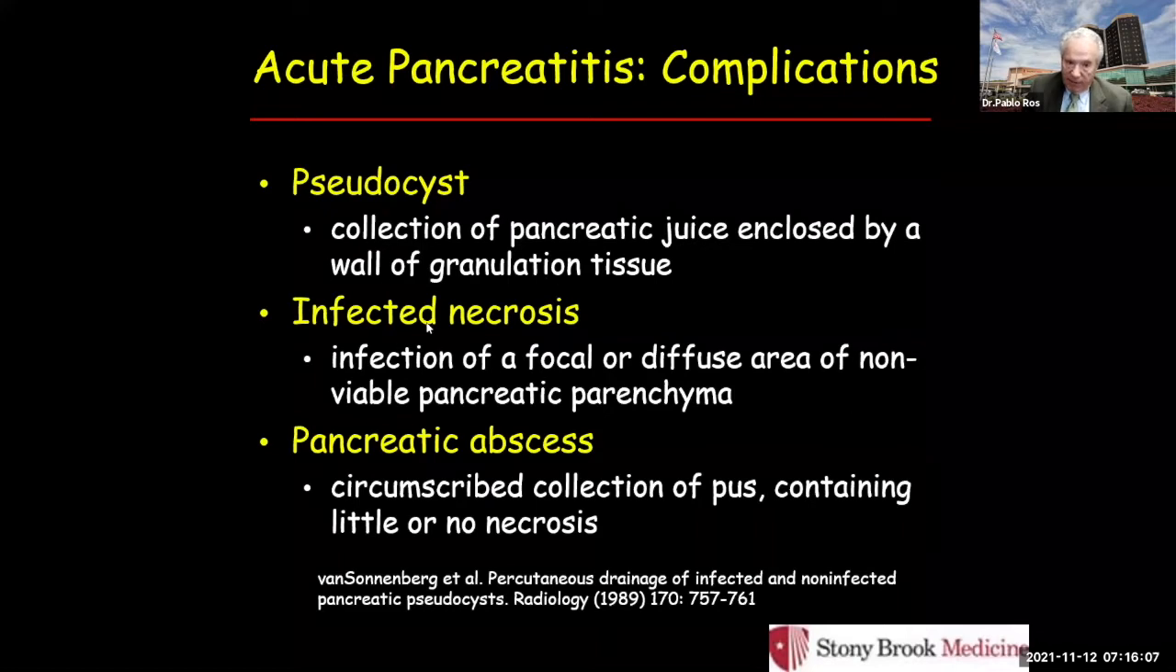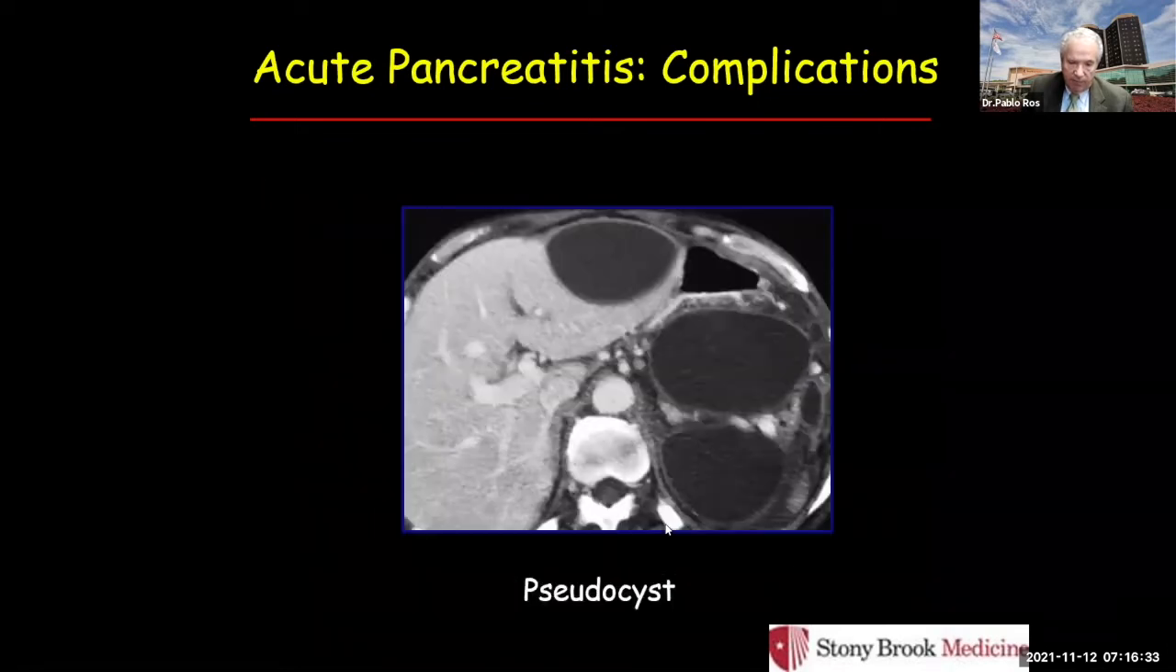It can be infected necrosis, infection of a focal or diffuse area of non-viable necrotic pancreas. That will be infected necrosis first. That will, if not treated, evolve to a pancreatic abscess. By definition, an abscess is a localized or circumscribed collection of pus containing little or no necrosis, because inside is all the liquefactive necrosis, if you want, of the pus.